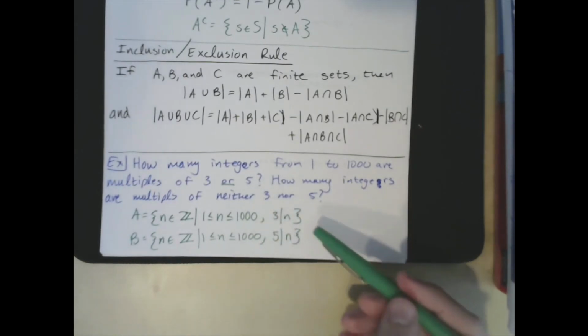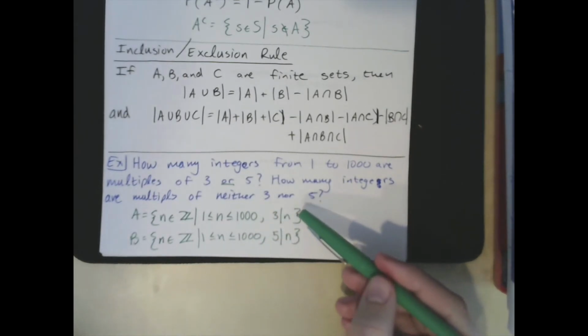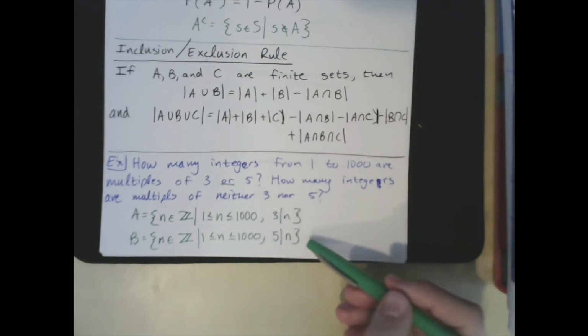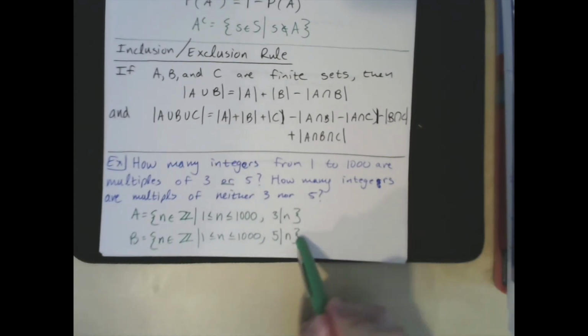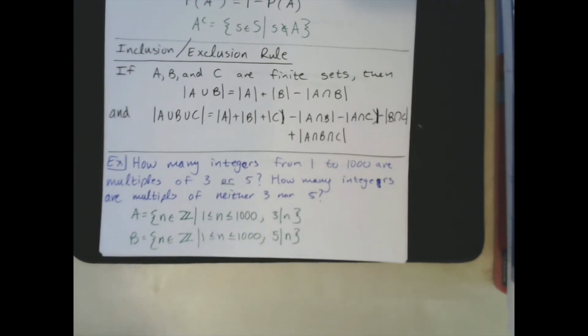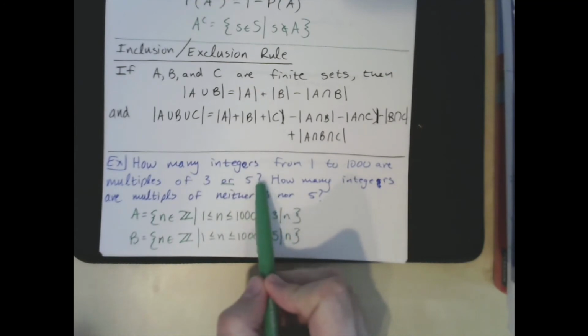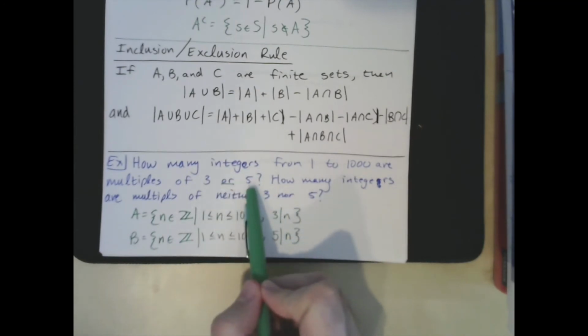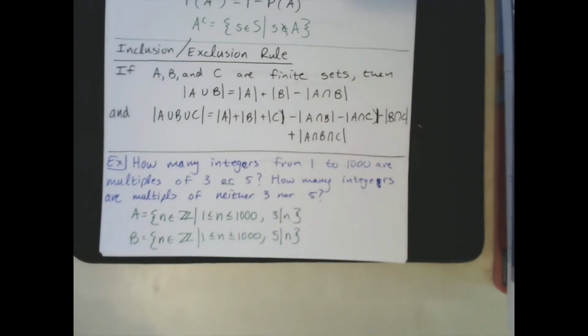And so what we need to do is figure out how many of these exist. Now what we don't want to do is double count. So for instance, 15. 15 is a multiple of 3 or 5. It's a multiple of both. But we don't want to count that twice because there's only one number 15. So we need a third set, which is the intersection. We need to know how many are in both.